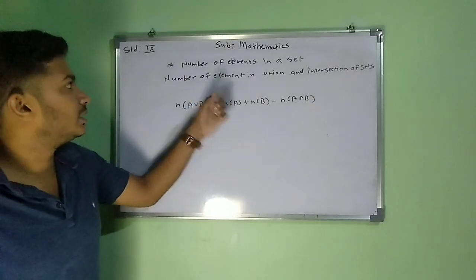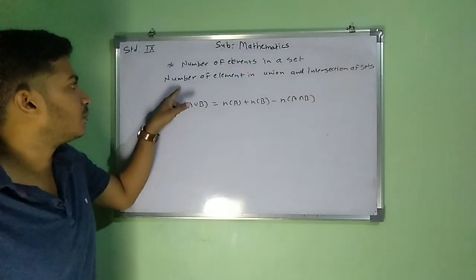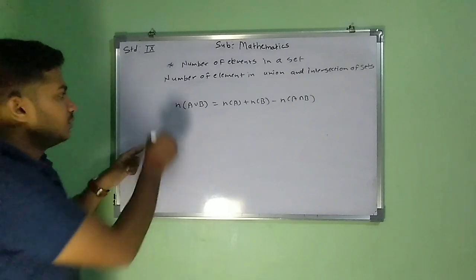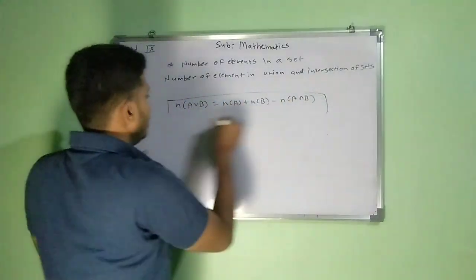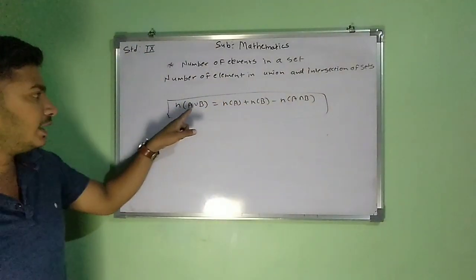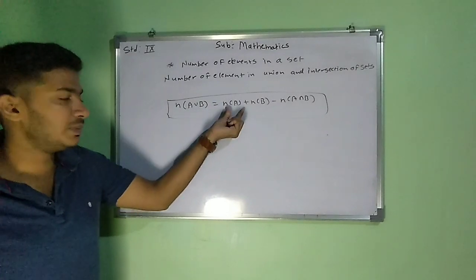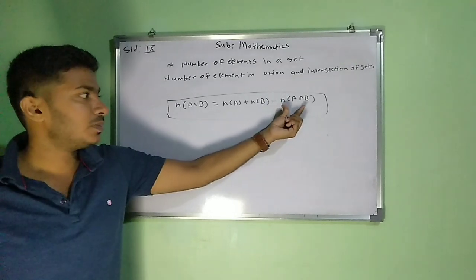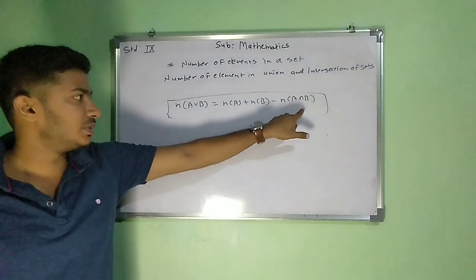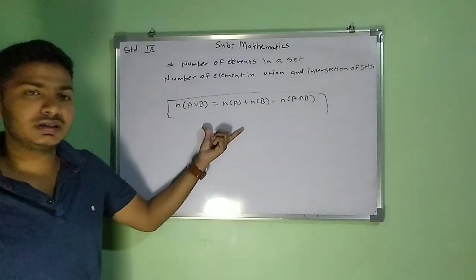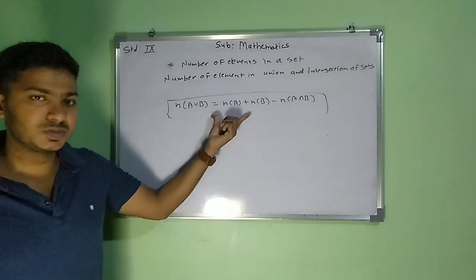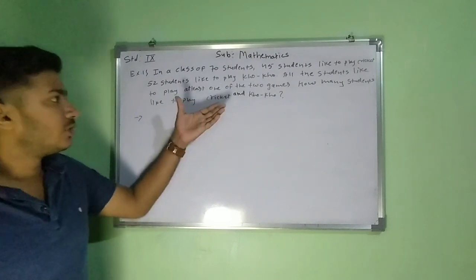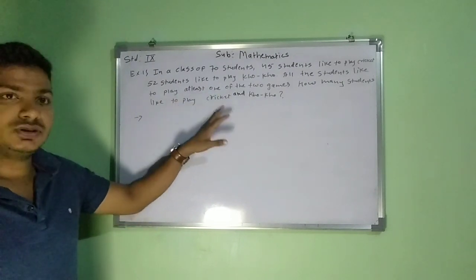So we have one formula regarding the number of elements in the union and intersection of sets. We have one important formula, which is n(A union B) is equal to n(A) plus n(B) minus n(A intersection B). That formula is very important, that we have to use while solving word problems based on sets. So now we will see the word problem based on intersection and union of sets.